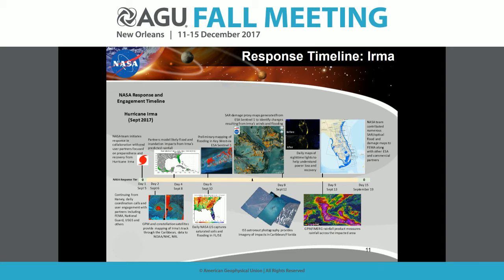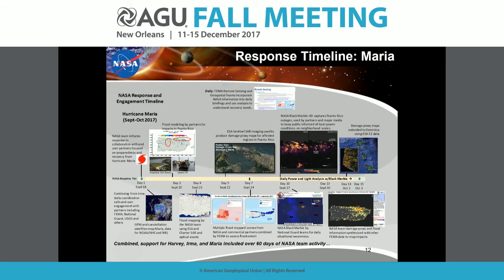We had some unique opportunities to gather International Space Station imagery for the affected area, so those could be used as well. And GPM provided a nice map of the long track of the storm and the heavy rainfall that occurred throughout the Caribbean and into the United States.